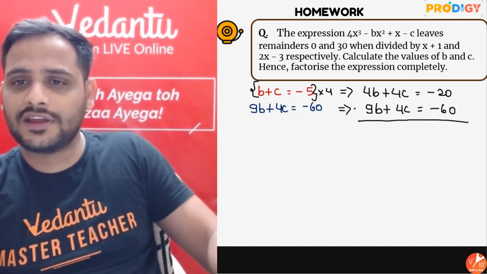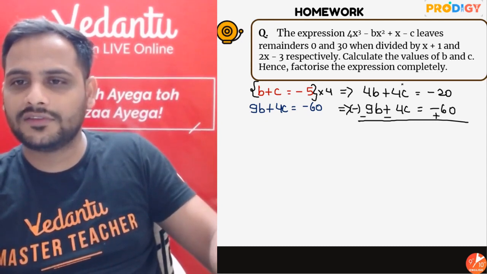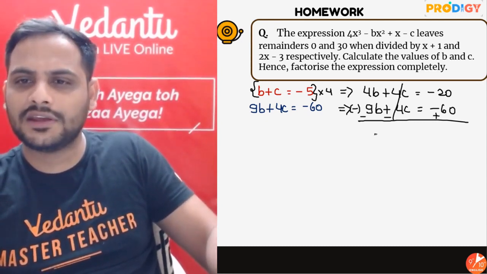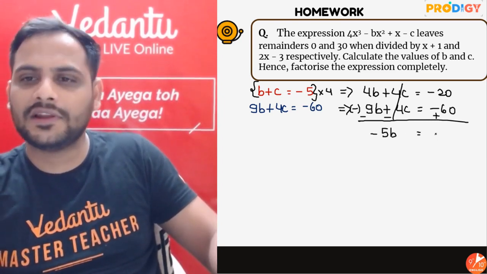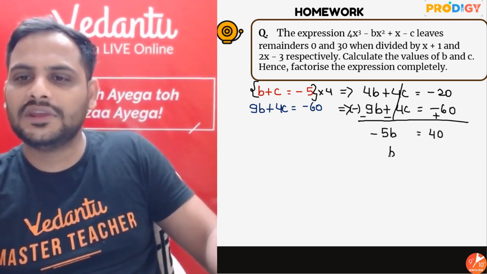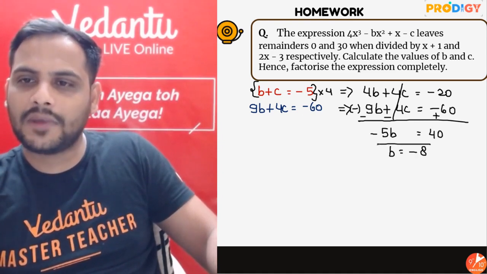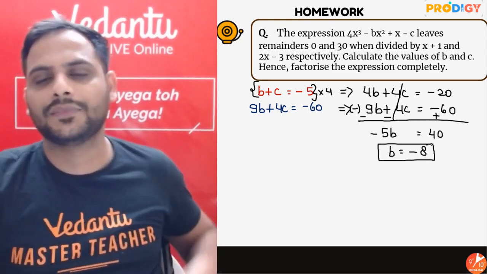Change the signs because we are doing the subtraction. So minus, minus, plus, this got cancelled. 4b minus 9b is minus 5b, which is equal to minus 20 plus 60, that is 40. So b is equal to what, beta? Minus 8. What is b?